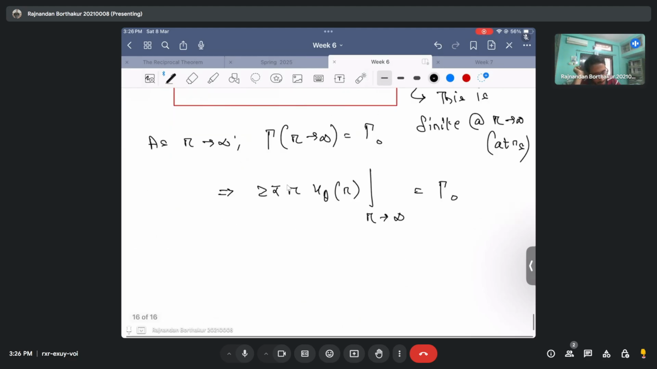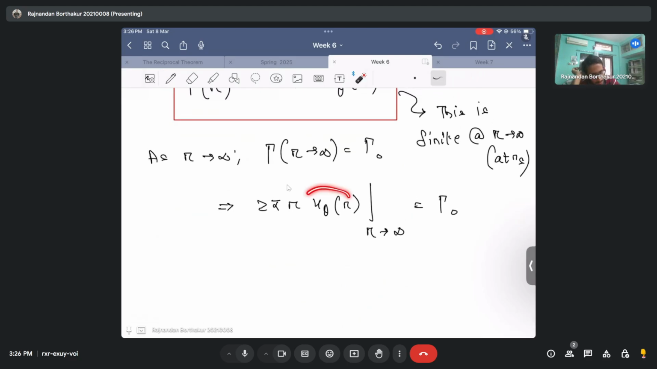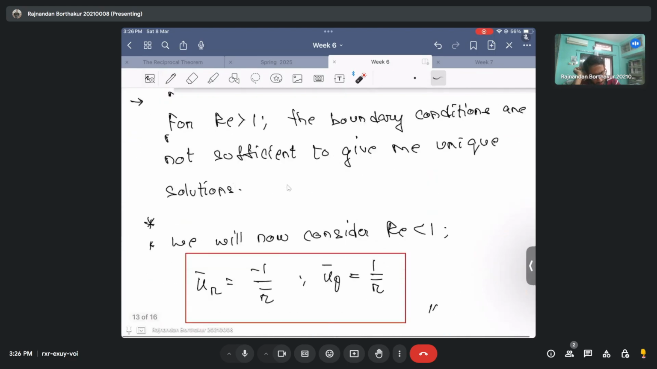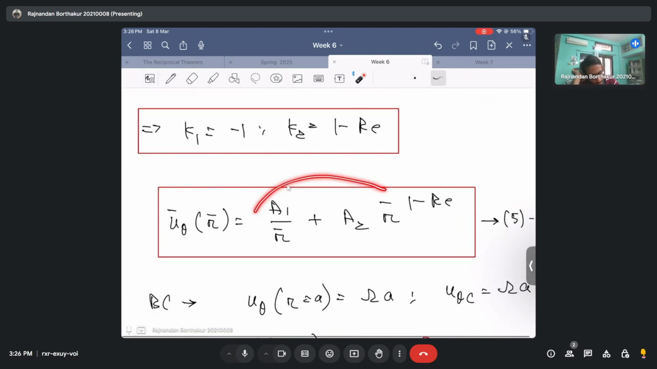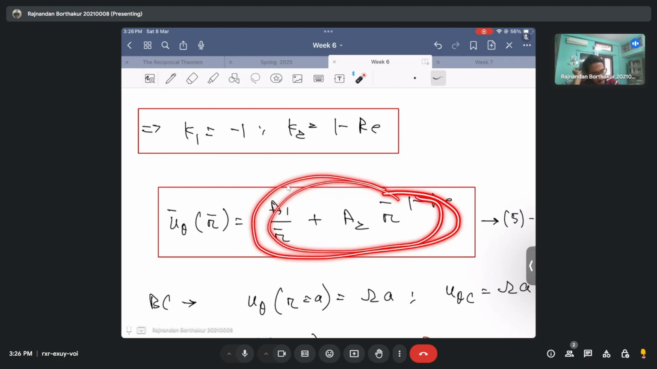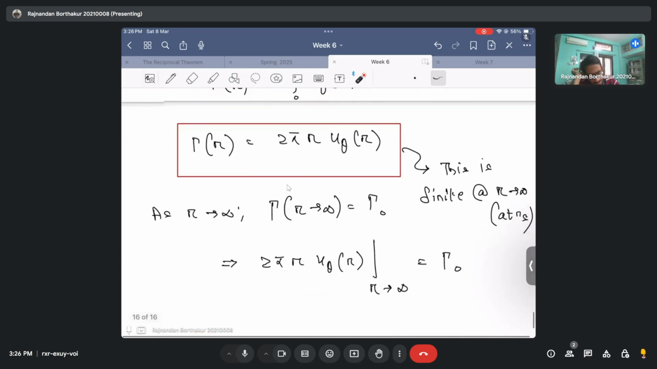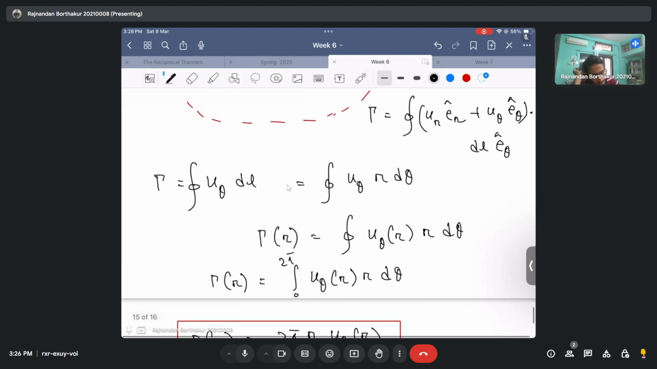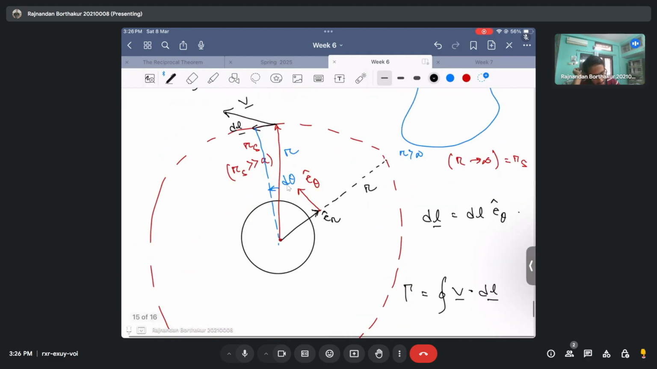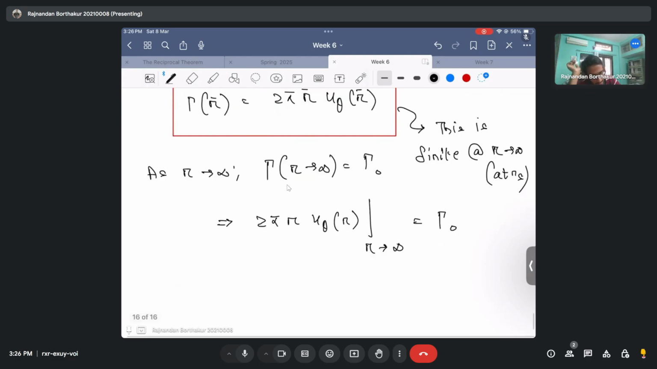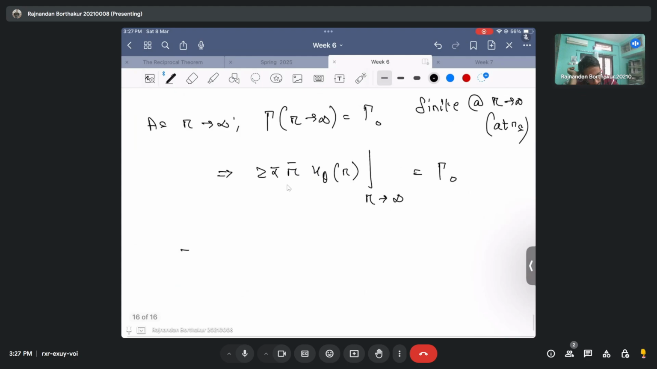And then what I can now do is substitute the form of u theta that we got. So u theta has this particular form, if you remember: a1 by r plus a2 times r to the power 1 minus Re. Just remember, since we are dealing with non-dimensional quantities, these radii would be r bar, because we are doing things all non-dimensionally. So this will just be r bar. That's the idea. Then we'll substitute the form of u theta.